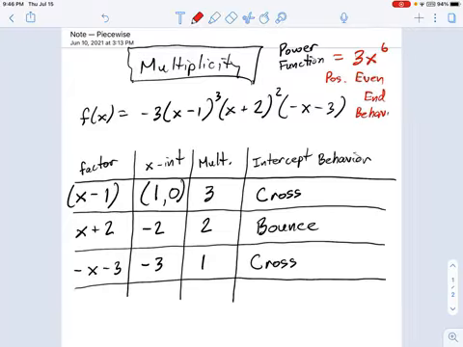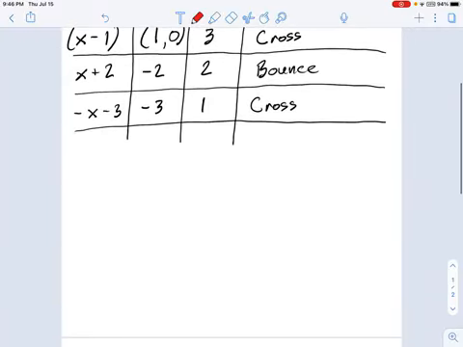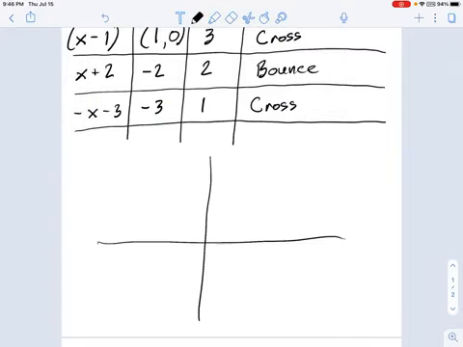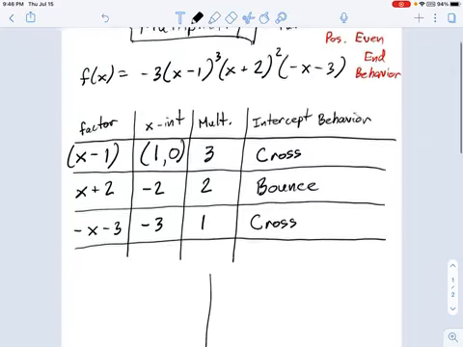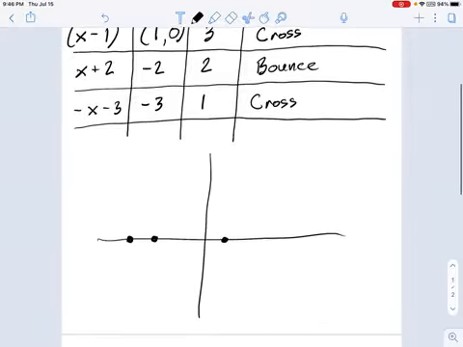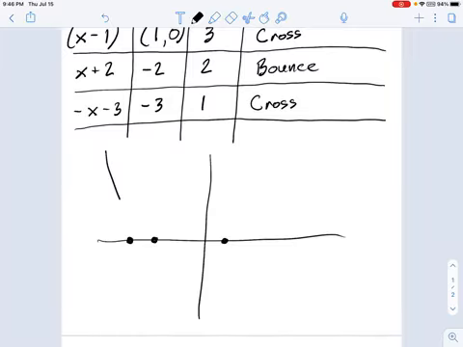So let's take that information we now have about the end behavior and put this all into a graph. Here's how it all comes together. I've got x-intercepts at x equals 1, x equals negative 2. I'm looking at the table up top, and x equals negative 3. Those are my x-intercepts. I have an end behavior, which is positive even, which means it's going to look something like this. Okay, it's going to hit those x-intercepts, and then it's going to go up and up.